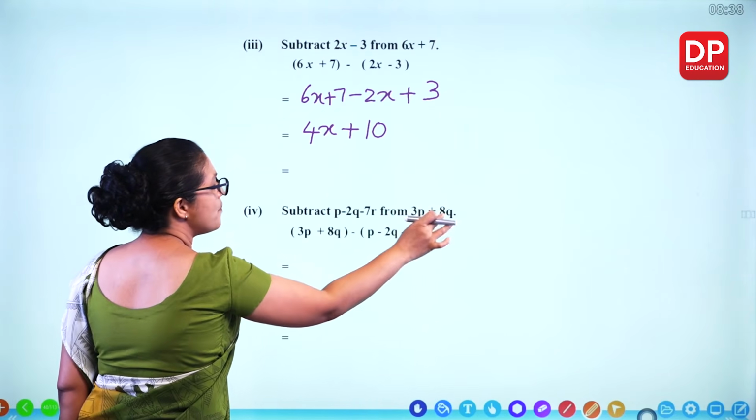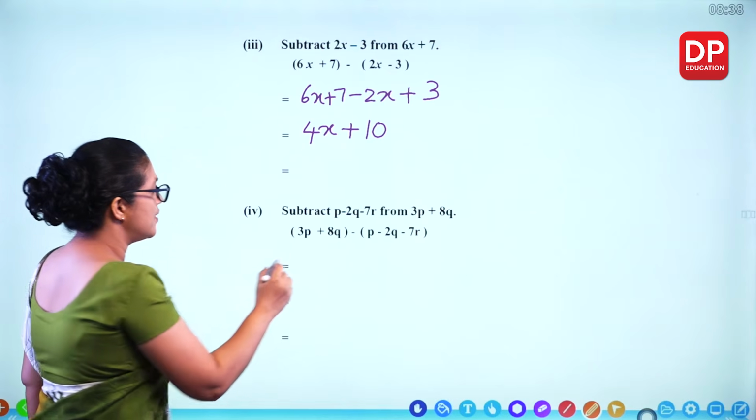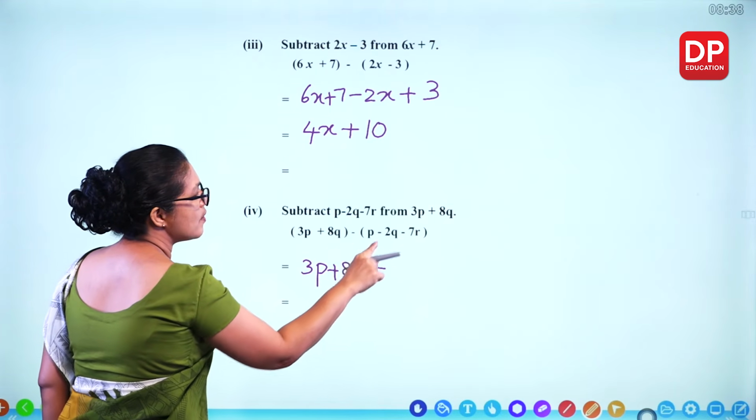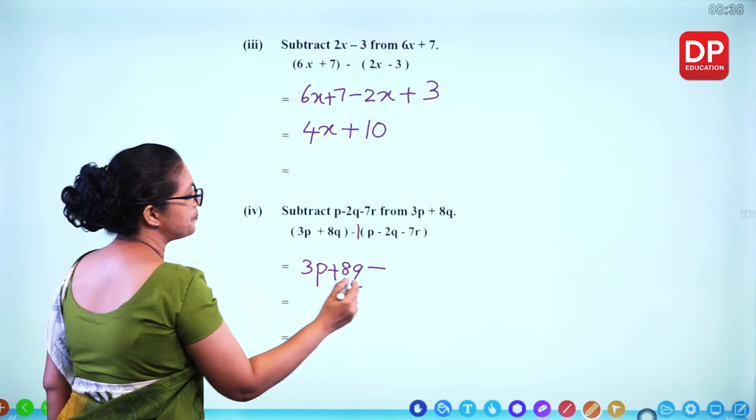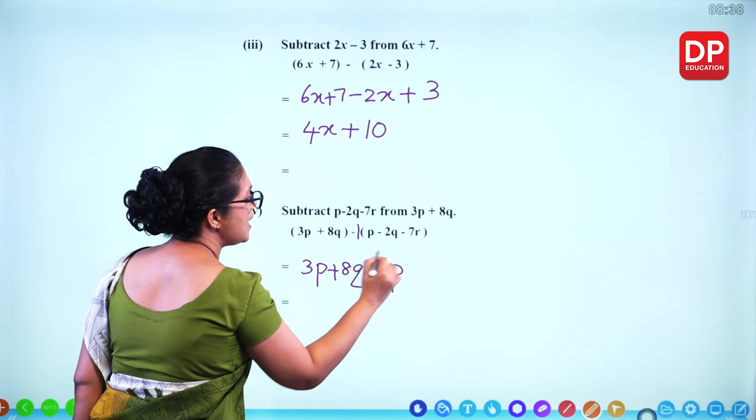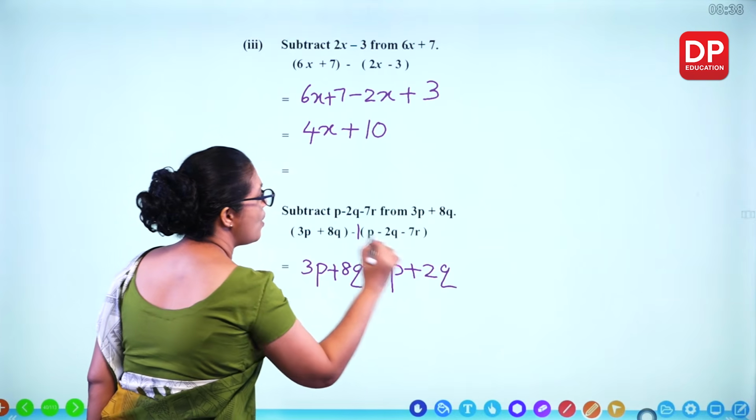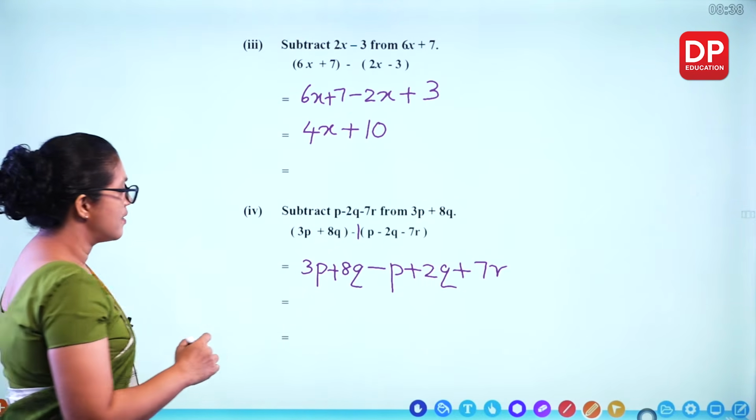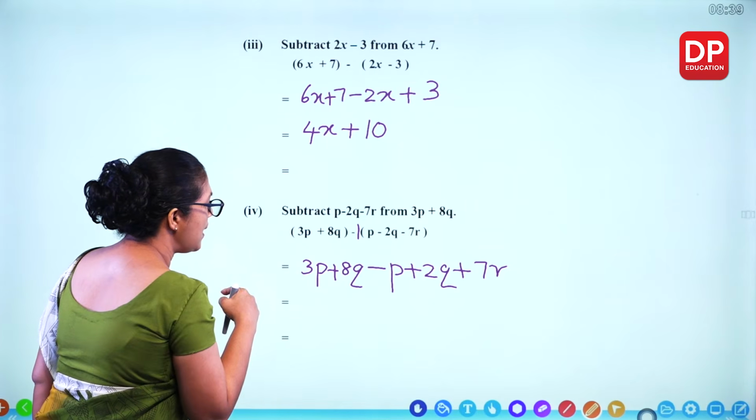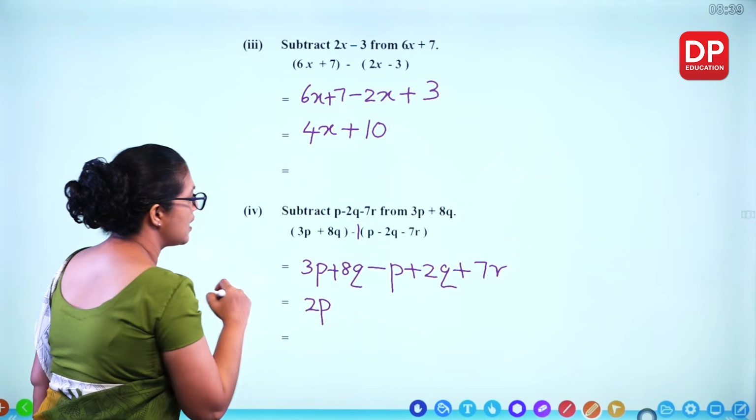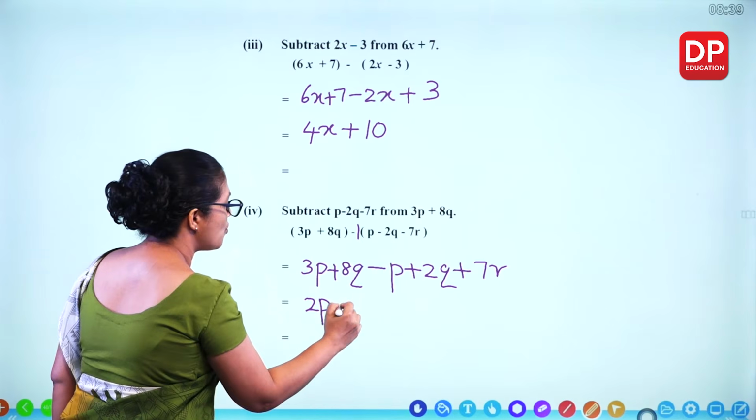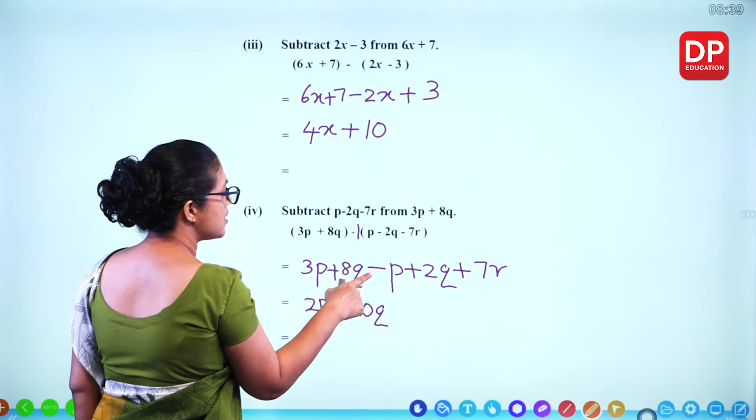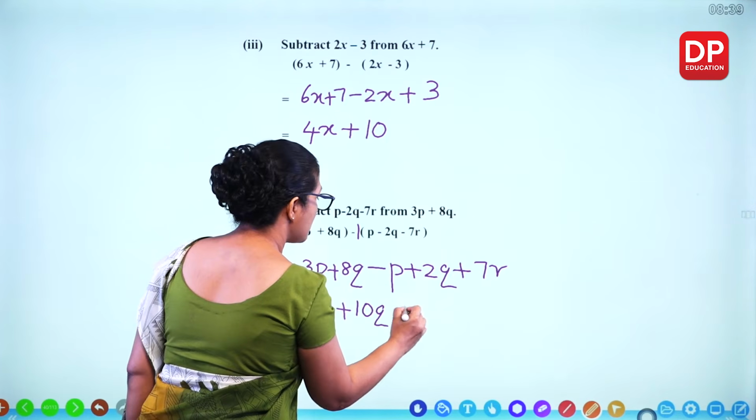Subtract this value from this. So first you write here. So 3p plus 8q, minus, open brackets with minus 1, minus p plus 2q and plus 7r. 3p and minus p, 2p. 8q plus 2q, 10q. And r terms, you get only this one. So that's 7r.